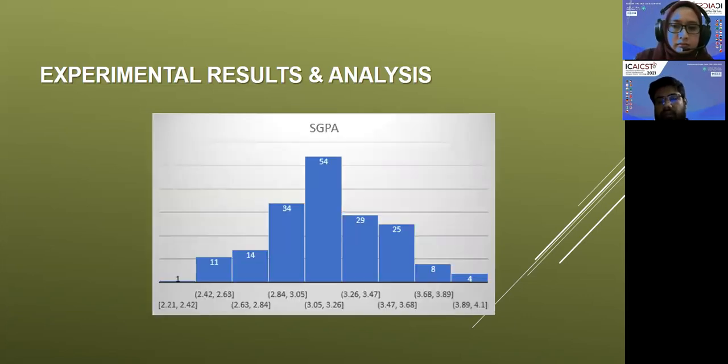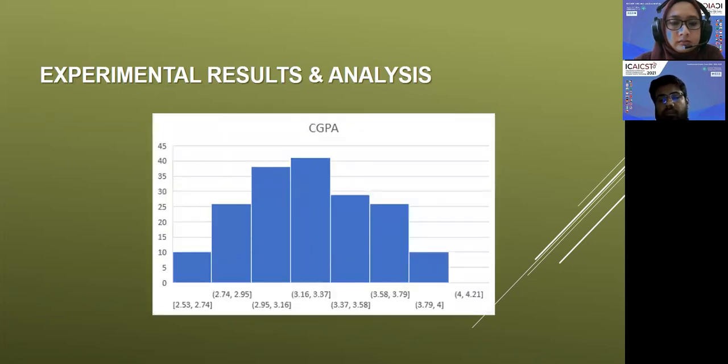After that, you can see here CGPA and SGPA. After a semester is completed, students get their SGPA, and it is mostly 3.05 to 3.26, which is the most common result among students in the university student list. And here you can see 54 students got marks of about 3.05 to 3.26.